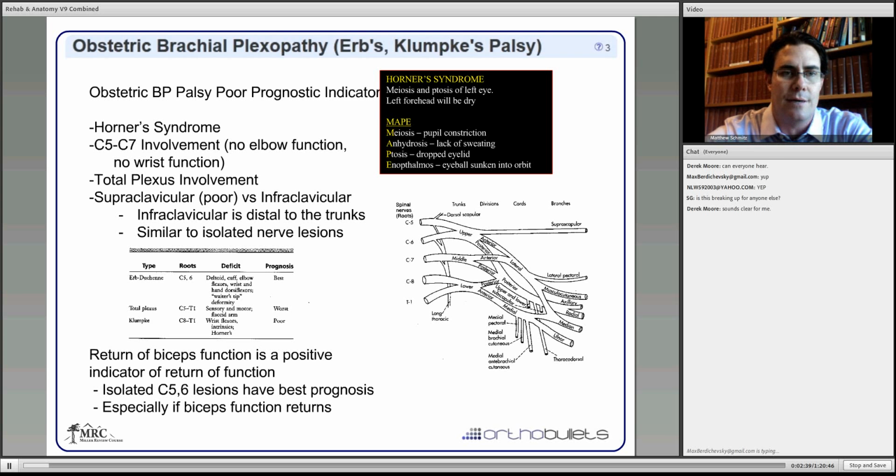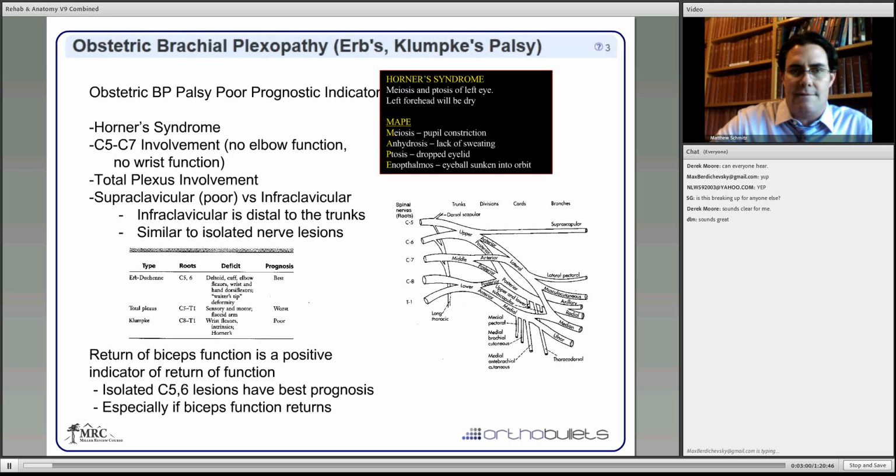What about some of the other poor prognostic indicators? Well, if you have C5 to C7 involvement, that's going to portray that you are not going to have elbow function and also no wrist function. So if you think about, as we put our hand out in space, to be able to use that hand to feed ourselves or take care of ourselves, you need to have both elbow function and wrist function. And so those patients aren't going to do as well.